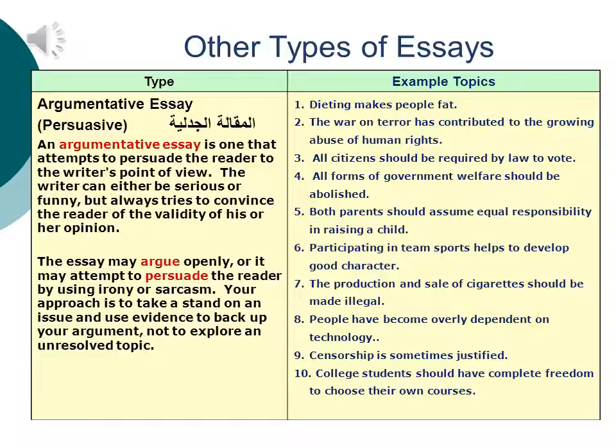Number 1, dieting makes people fat. 2, the war on terror has contributed to the growing abuse of human rights. 3, all citizens should be required by law to vote. 4, all forms of government welfare should be abolished. 5, both parents should assume equal responsibility in raising a child. Now read the rest of the list of the topics yourself.